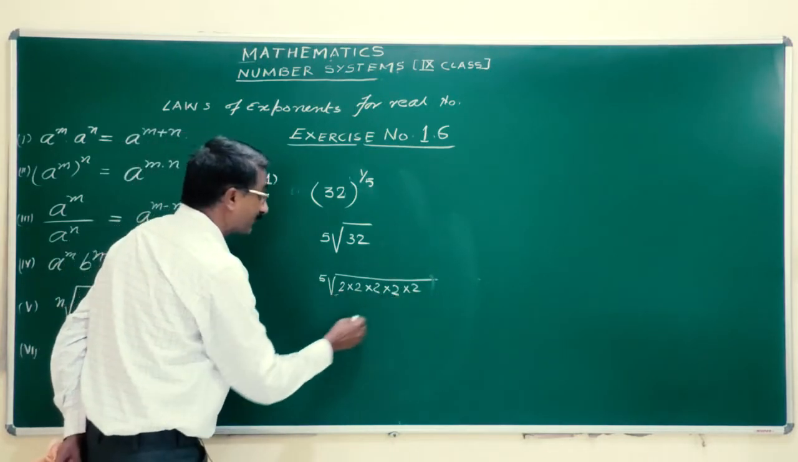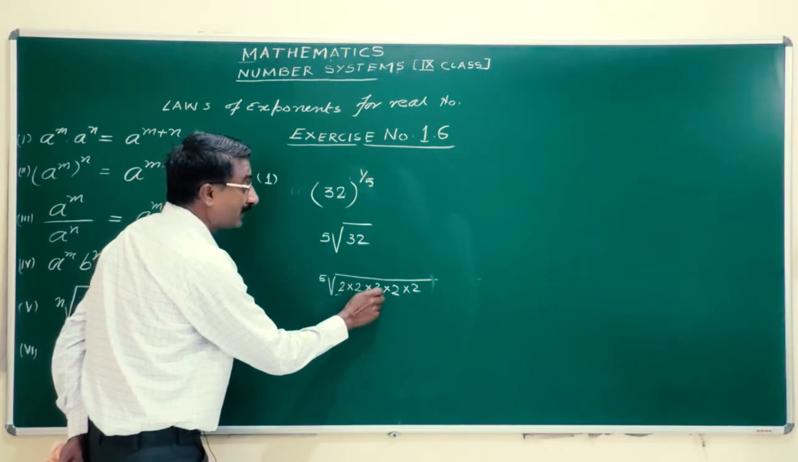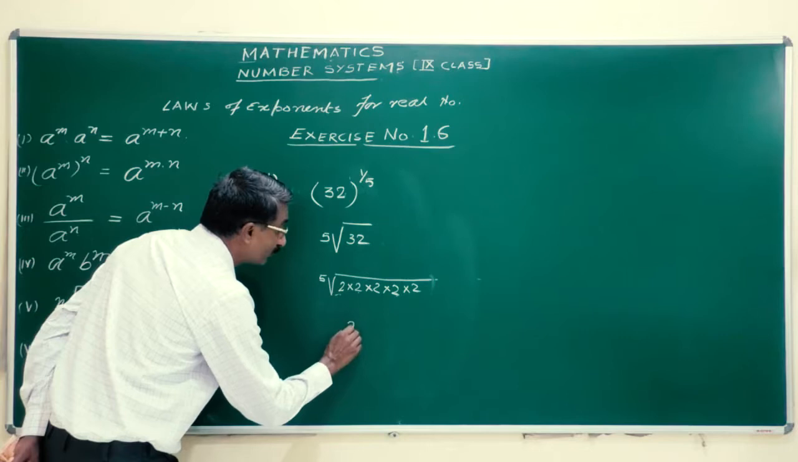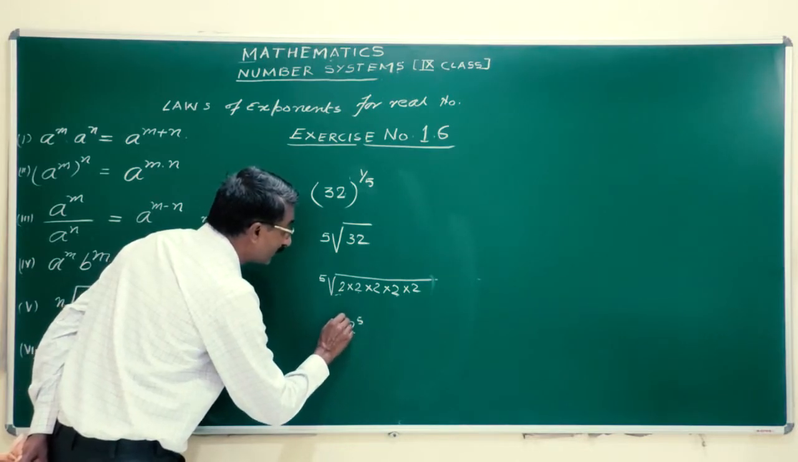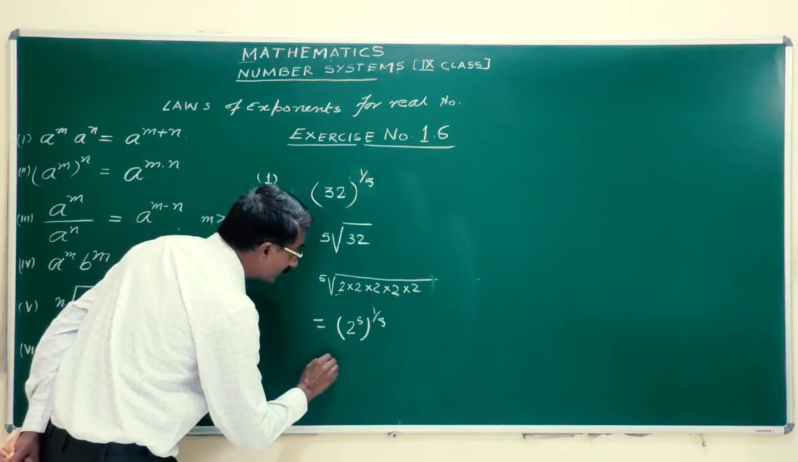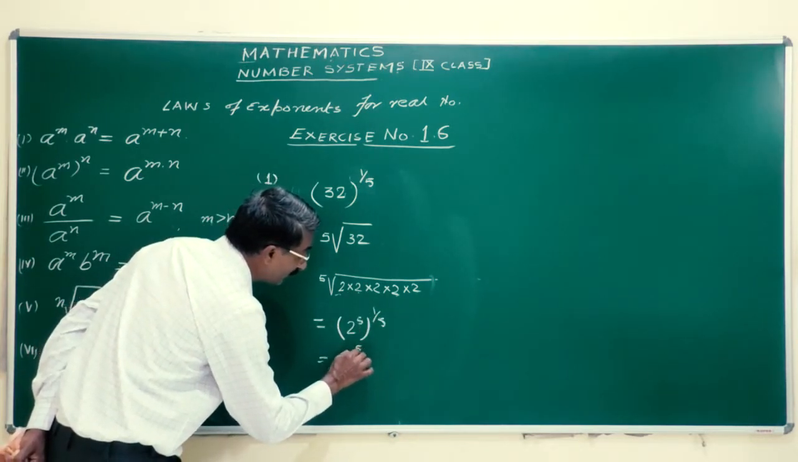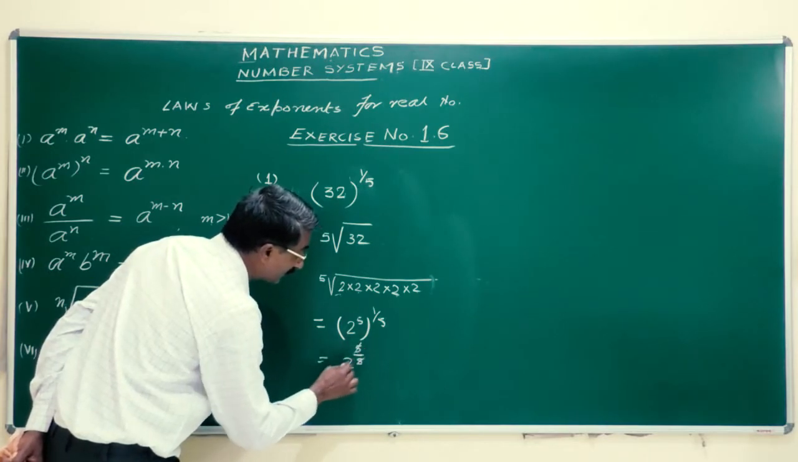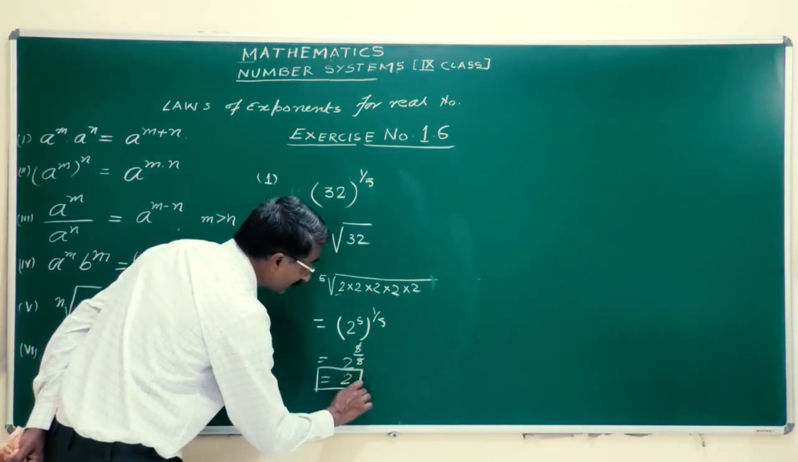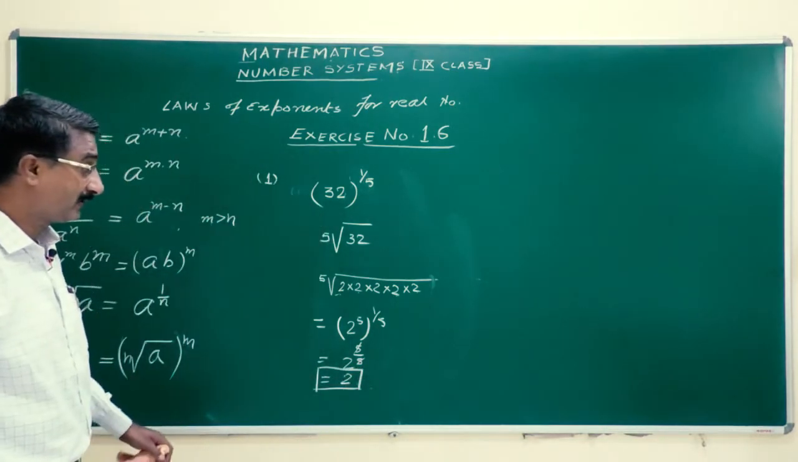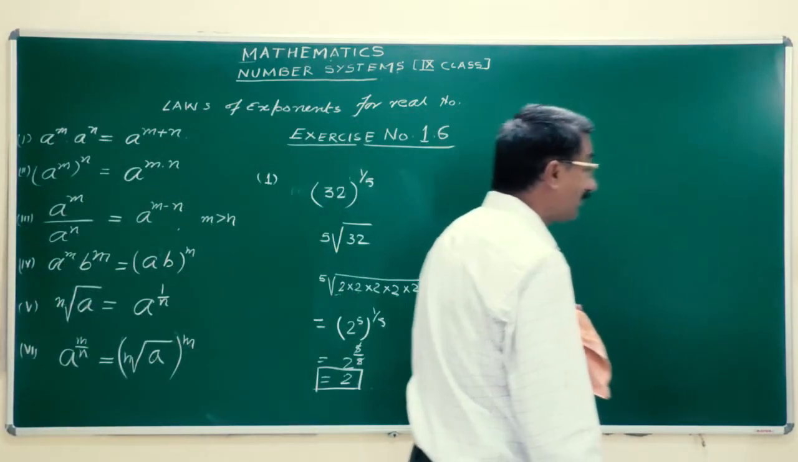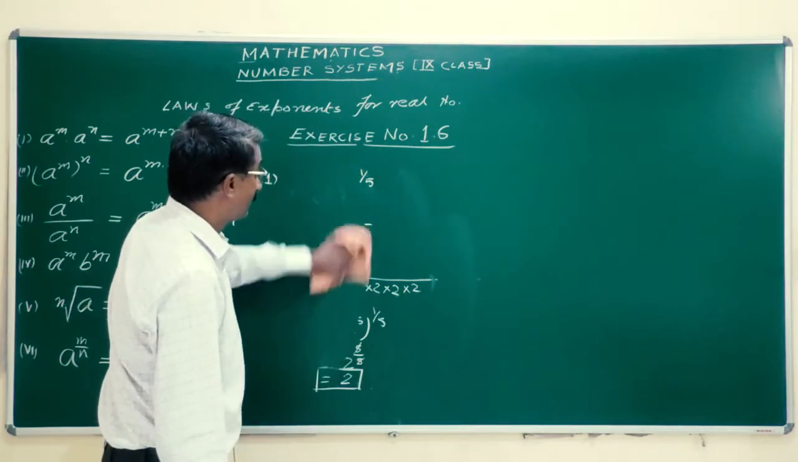So 2 is there 5 times. 2 2s are 4, 4 2s are 8, 8 2s are 16, 16 2s are 32. So this is equal to 2 raised to the power 5, raised to the power 1 by 5. So this is equal to 2 raised to the power 5 divided by 5. So 5 is cancelled, and the answer is 2. This is the answer. I think the concept is very much clear. Clear? Okay. The next one is 125 raised to the power 1 by 3.